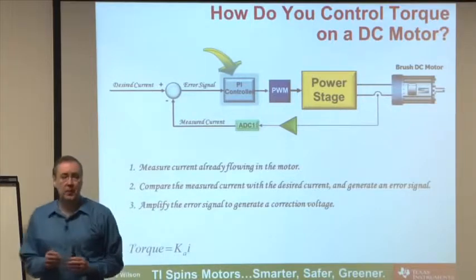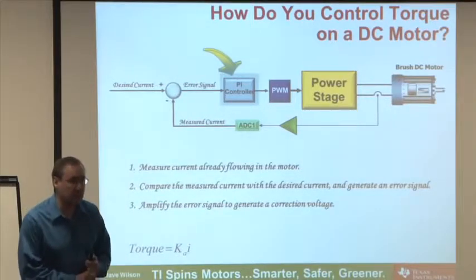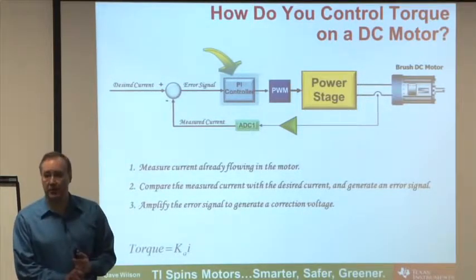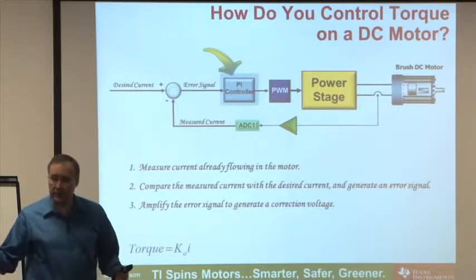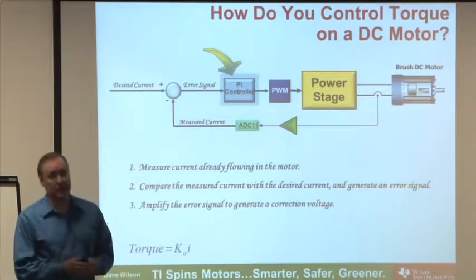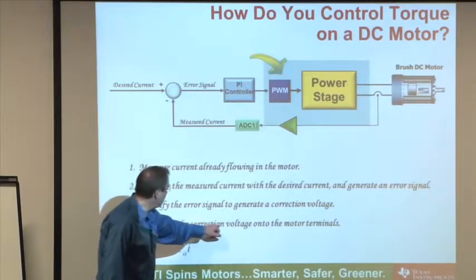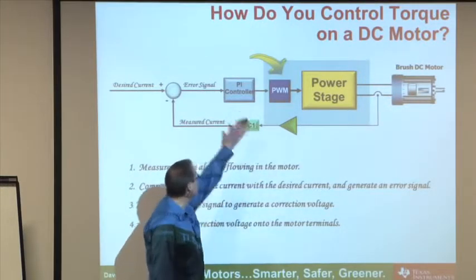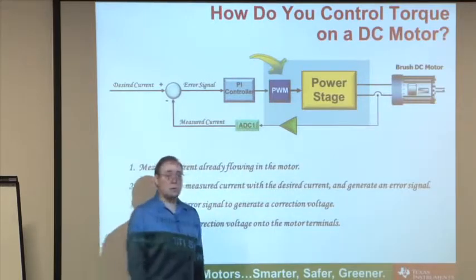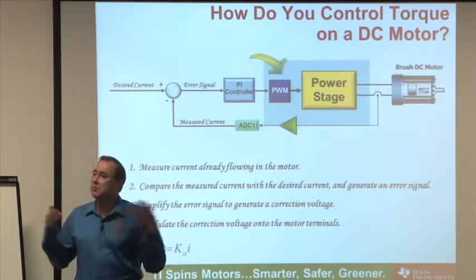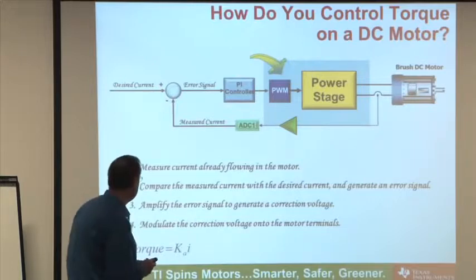Now you notice we're trying to control the motor's current. The way we do that is through the motor's voltage. If I want more current, I increase the voltage. If I want less current, I decrease the voltage. And then finally, step number 4, modulate the correction voltage onto the motor terminals via PWM or space vector modulation. There's a number of different modulation techniques that you could use.